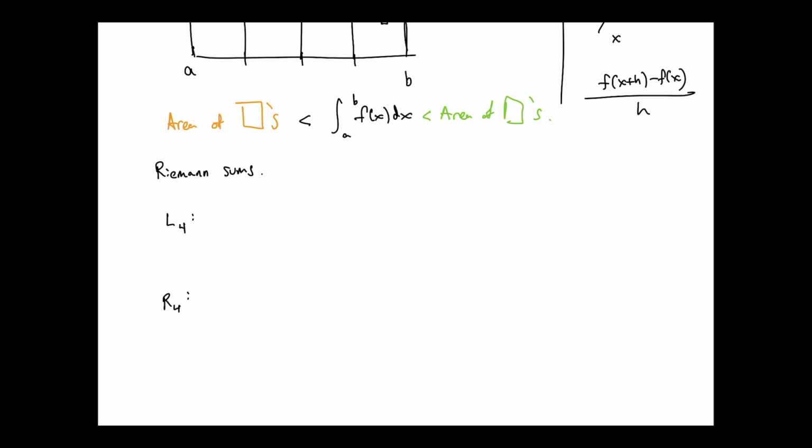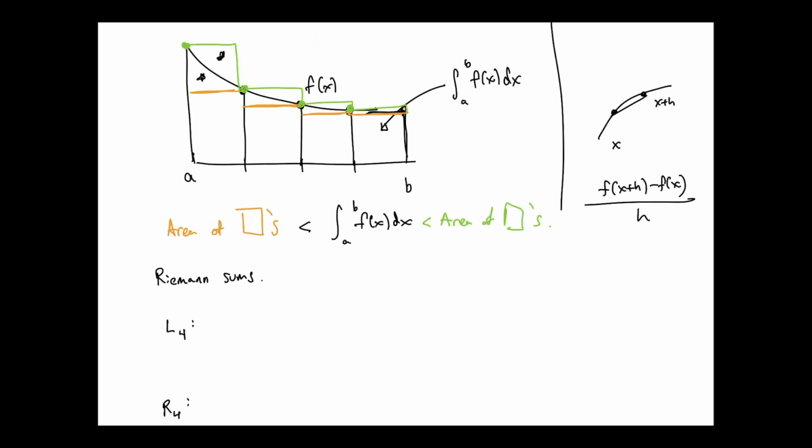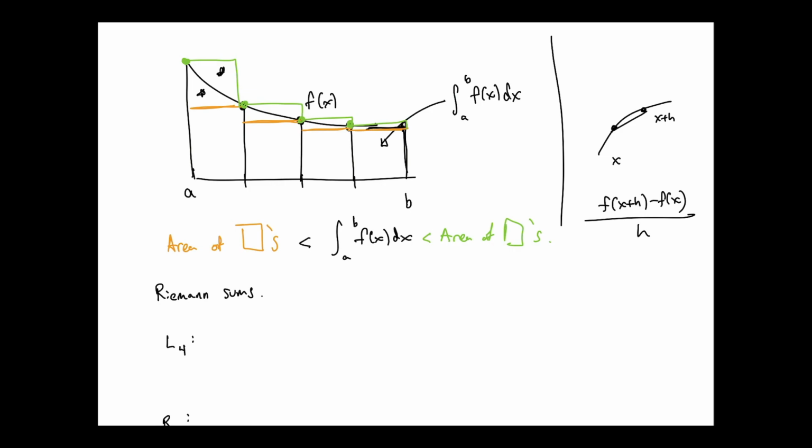Uh, those are going to be what we call our answers, right? So the top one, we're using rectangles whose y values are given by the left hand side of the rectangle, right? So you see how the green ones, their left hand edge is on the function. That one's left hand edge is on the function. So, and there are 4 of them. So we'll call that total L4. And then similarly for the right hand ones.